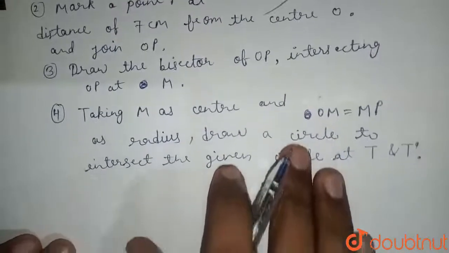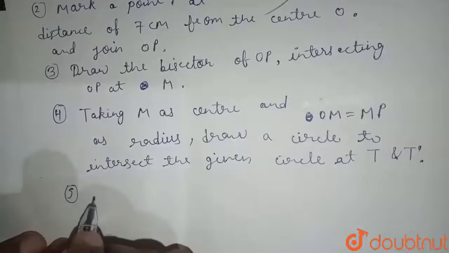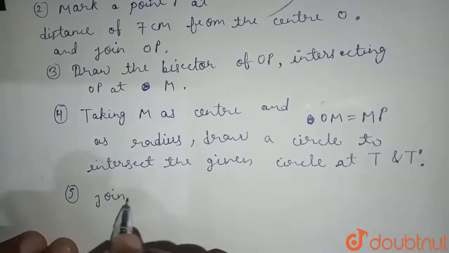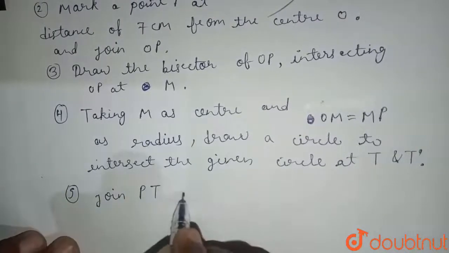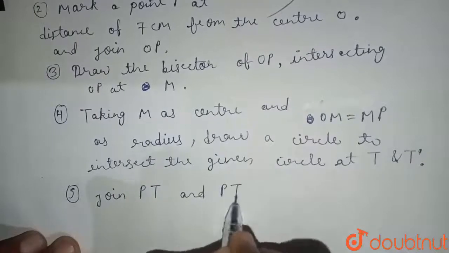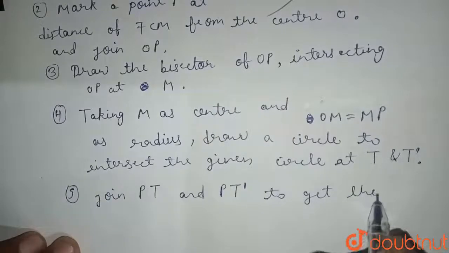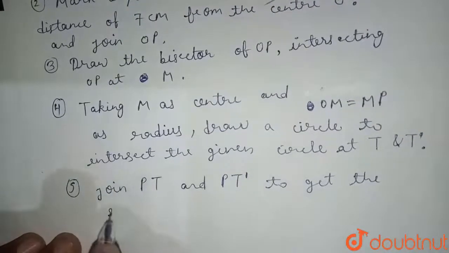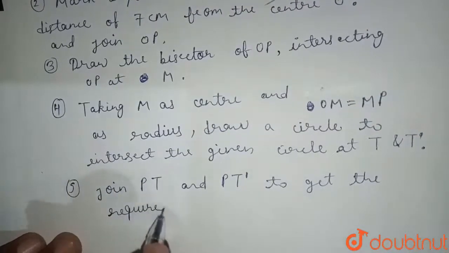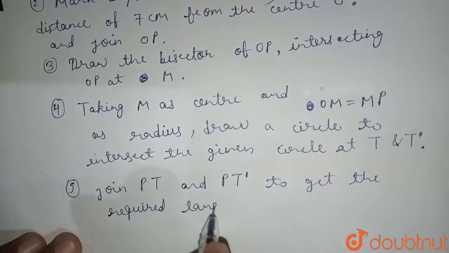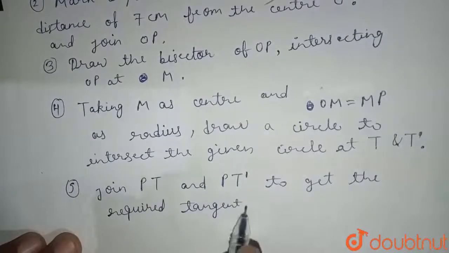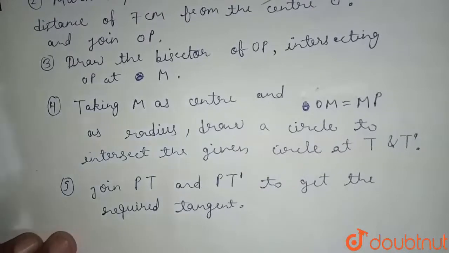Fifth step: join PT and PT dash to get the required tangents. So these are the answers. Thank you.